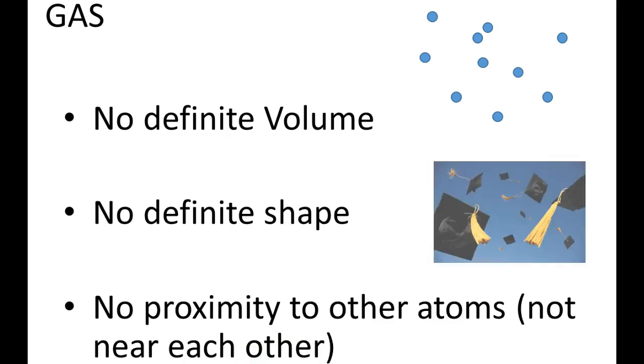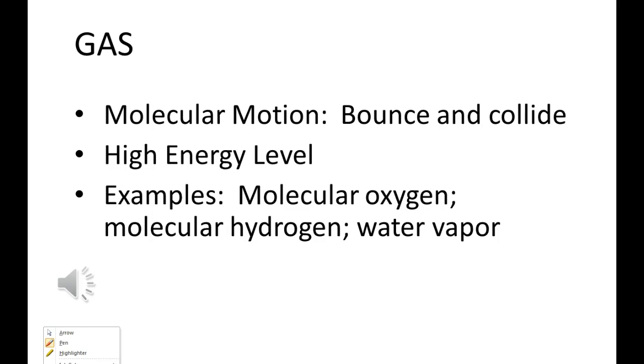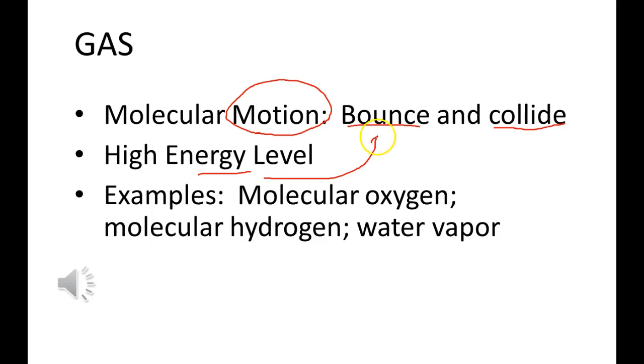Also, they have no definite shape because of the proximity, and they're not really near each other. They're flying around, bouncing off of each other. In a gas, the motion is to bounce and collide, and it's because they have a high energy level. So the important part here is bounce and collide, because remember, you have a learning target that says you have to describe the motion of the particles. The energy level is high, and that's why they bounce, and that's why they collide. They have a lot of energy. So really what they're trying to do is get away from each other, but ultimately, because they're moving so fast, they end up running into each other. And that's where the bouncing and colliding comes from.